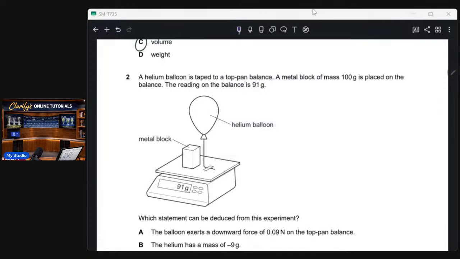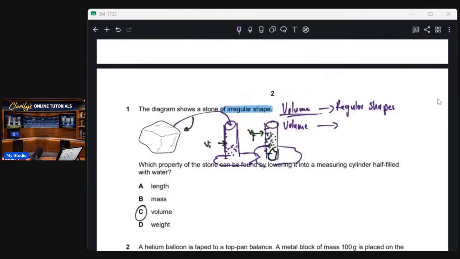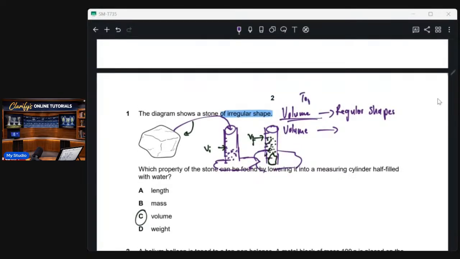What does number 2 say now? We go through it quickly. Number 2 says, whatever. You know, when the question gets long, then we have to go and read the question itself. Which statement can be deduced from this experiment? Okay, we don't read long questions because we won't be able to understand them. What can you deduce? So this was topic 1, by the way. This is volume from topic 1.